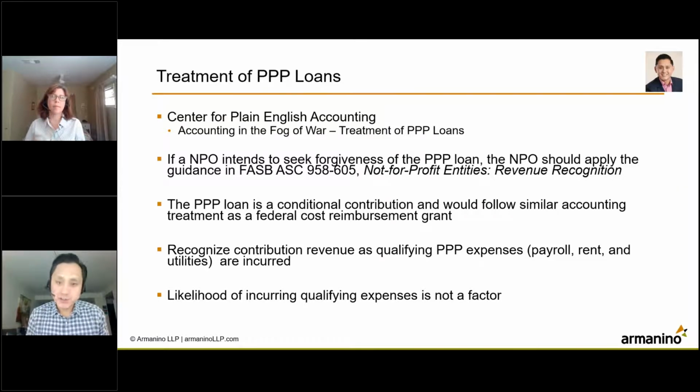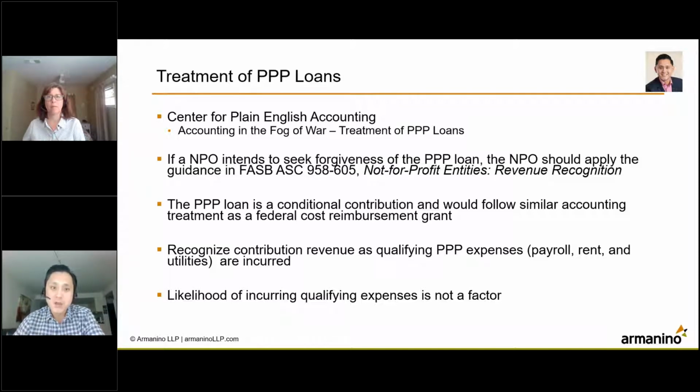Okay, we're going to switch gears a bit now, and we'll look at the accounting treatment of PPP loans, Payroll Protection Program. Many nonprofits have received PPP funds, and there's been a lot of questions from both nonprofits and for-profits as to how PPP loans should be accounted for. Recently, the Center for Plain English Accounting, a division of the AICPA, issued a white paper titled Accounting in the Fog of War, Treatment of PPP Loans.